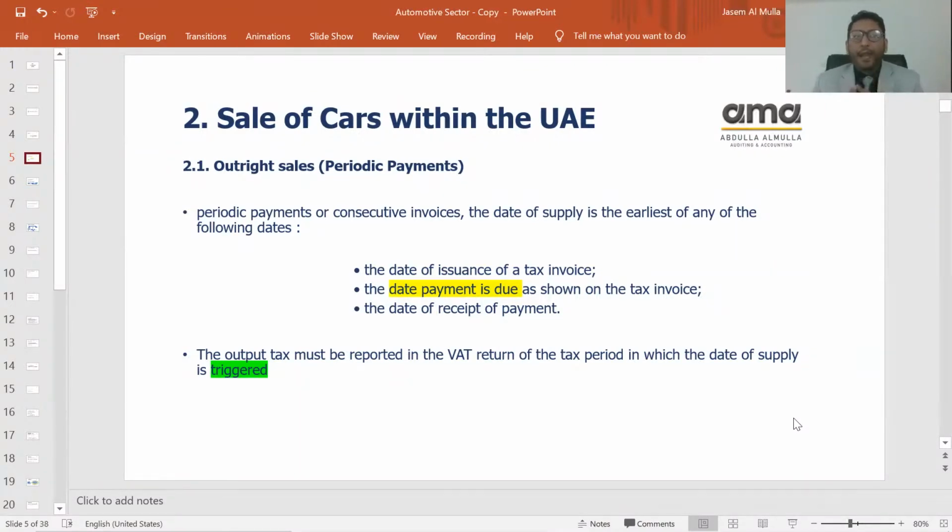But the question is, in which quarter does the dealer or the trader need to take that output tax? As per the FTA law, the dealer will take the output tax in the same quarter in which the supply is triggered, in which the date of supply is initiated.